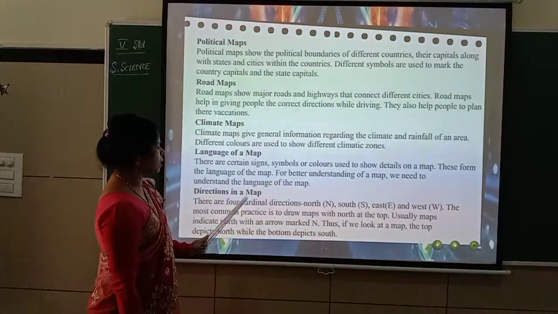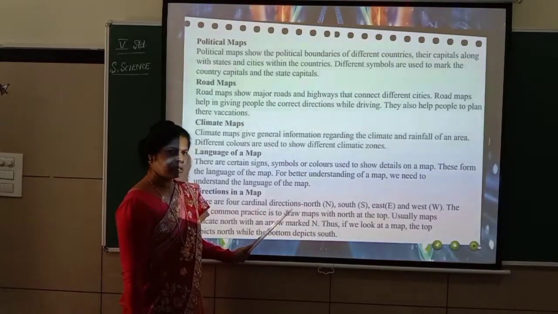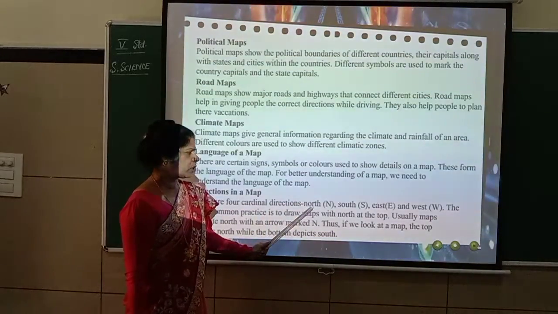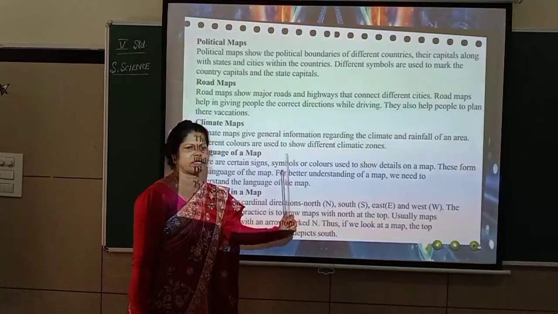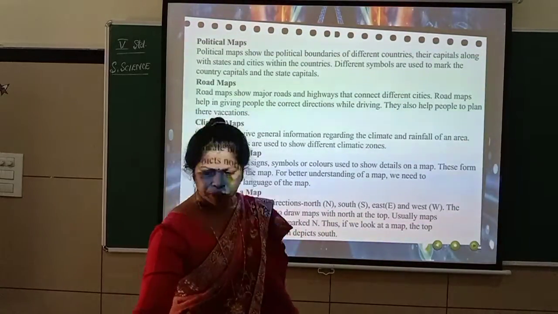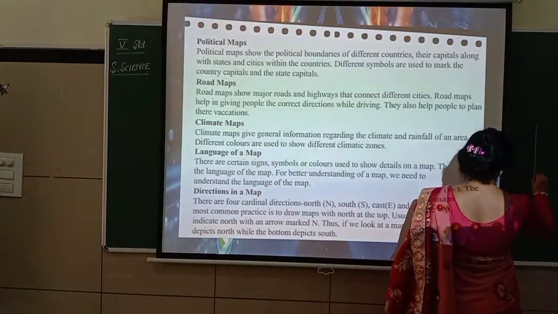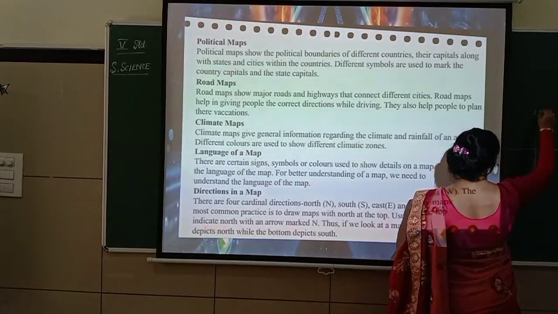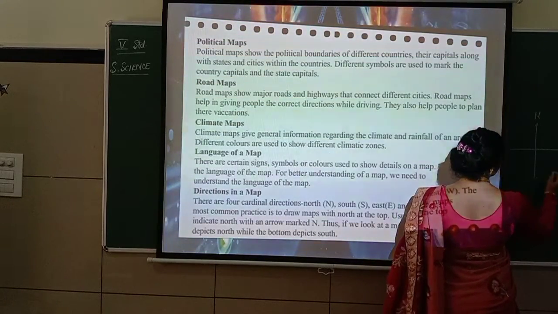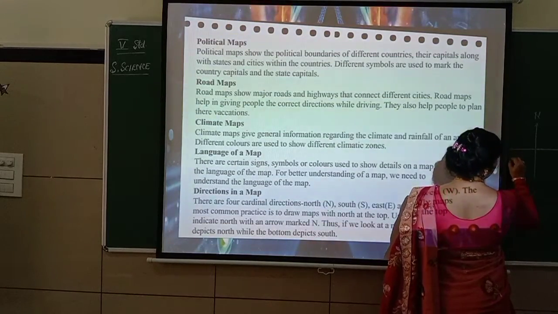Now, for example, directions in a map. There are four cardinal directions. Mainly, four cardinal, which are there? North, south, east, and west. So, it will be like this. Okay? Upward direction is north, down is south, right side is east, and left will be west.